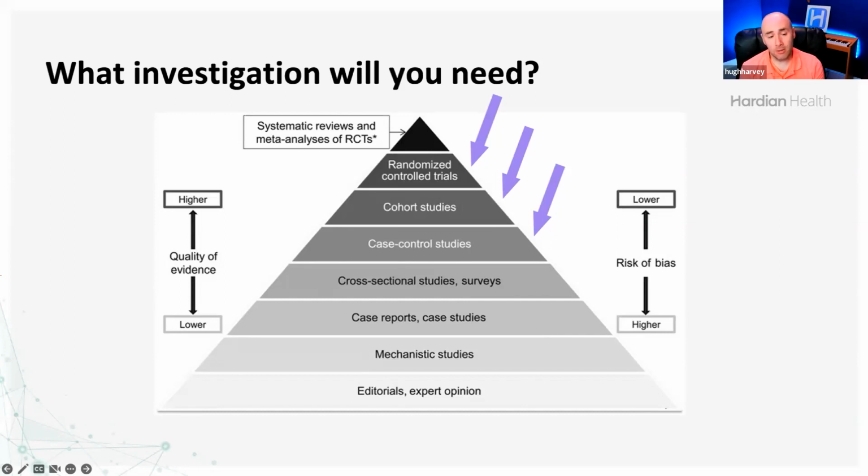But for practical purposes in today's webinar, we will be considering the three that we've pointed to with the arrows here: case control studies, cohort studies, and RCTs.